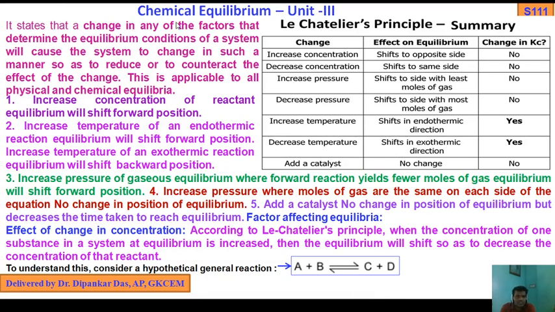It states that a change in any of the factors that determine the equilibrium conditions of a system will cause the system to change in such a manner so as to reduce or counteract the effect of the change. This is applicable to all physical and chemical equilibrium.